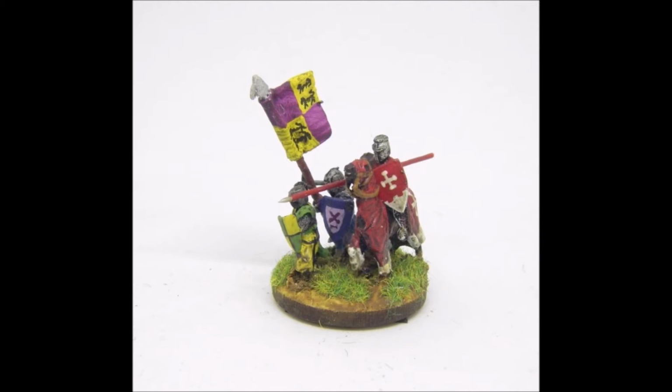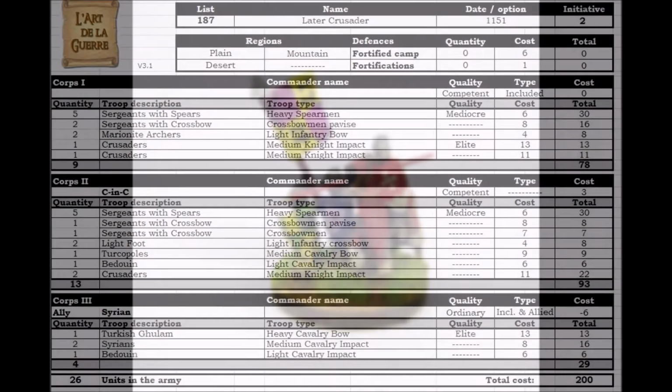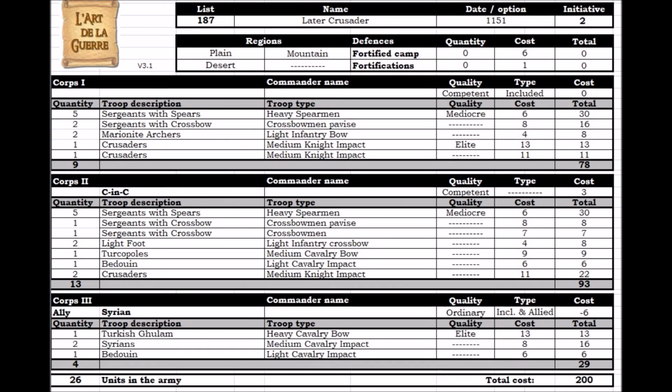The second command is almost a mirror image of that one, or copy of that one. 5 sergeants, 2 crossbowmen. I've only got the points to give one of them pavis here, so there's 1 pavis, 1 without. 2 light infantry with crossbow, and then the extra bit here, because this is the CNC and he's not included. I've got the 2 medium light impact, which are not elite this time.